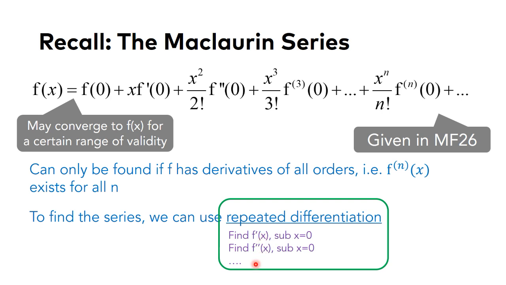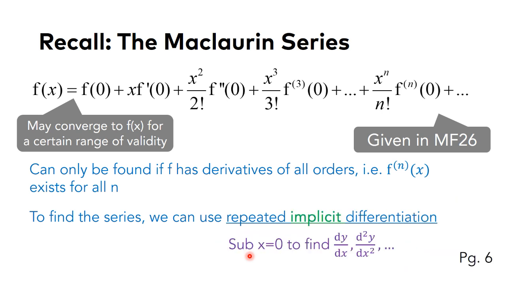So there is another technique for us to find the Maclaurin series, and that has to deal with implicit differentiation. That means we can expect to use implicit differentiation and still substitute x equals to 0 to find all the necessary derivatives. We will cover this in the next video.